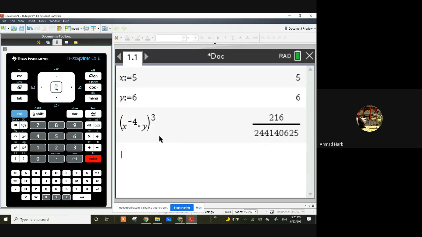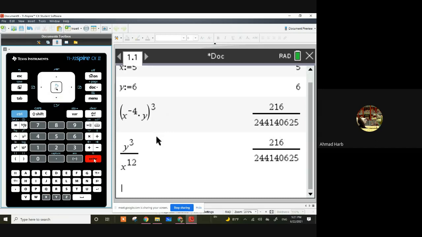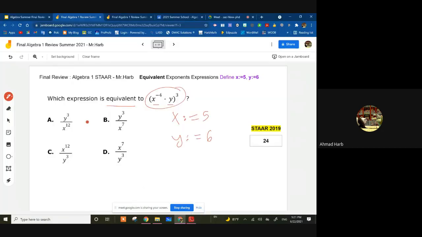Now which answer choice is equal to it? Well, control divide. Let's try the first answer. Y to the power 3 divided by x to the 12. So is this equivalent to it? Oh, that is equivalent. So it is the first answer choice. Just got lucky here. So that is the first answer choice that's matching with this answer.